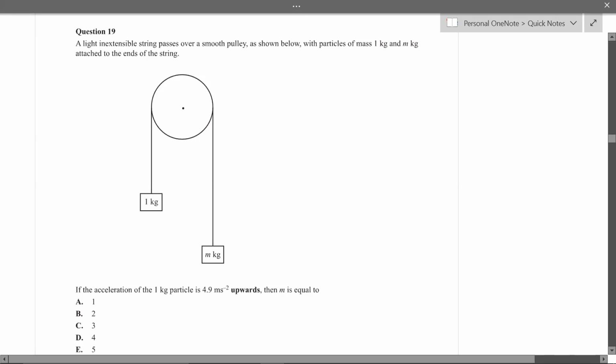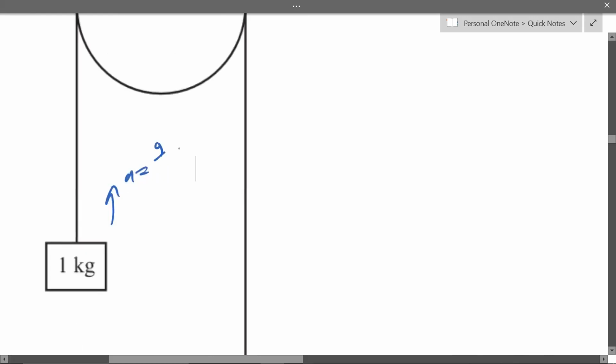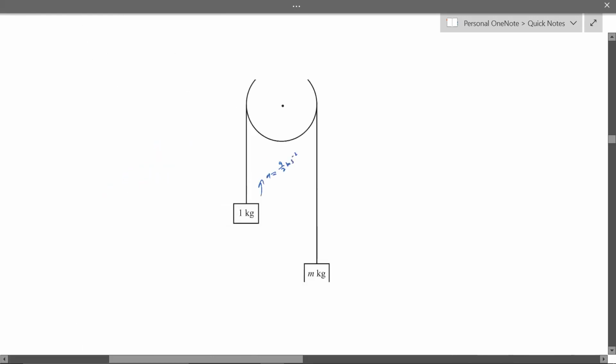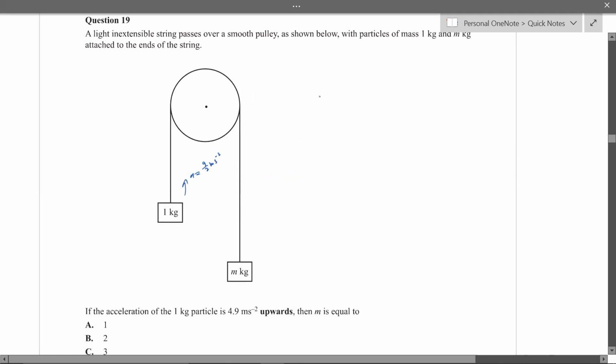Question 19. So this is accelerating upwards at g on 2, meters per second squared, and it's asking for m. To do this, we have to use F net equals ma, Newton's second law. Since it's going up, then this is going down. So the net force, you consider this as positive, I guess. So mg minus 1 times g equals (m plus 1) a.